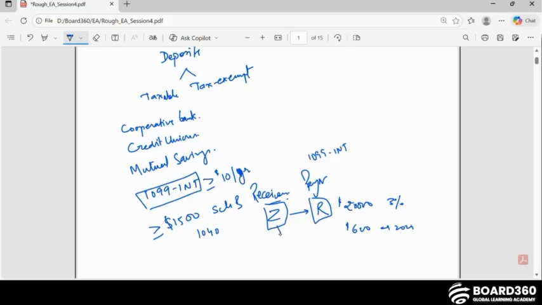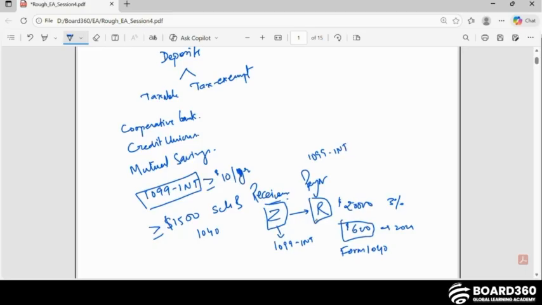So even if Z has not received 1099-INT, still Z must report this $600 on Form 1040, because the amount is not more than $1,500. So Schedule B is also not required, and 1099-INT may also not be required. Still, they have to show it on the face of Form 1040.